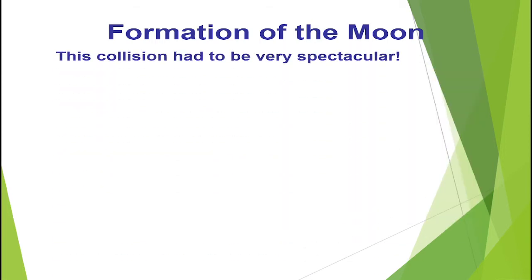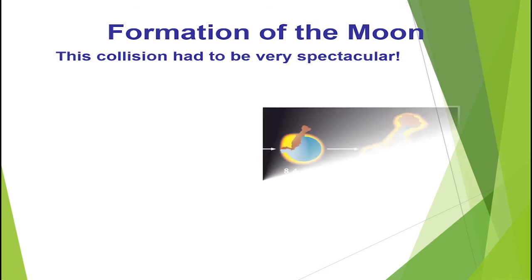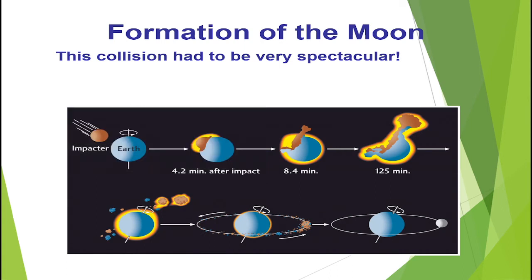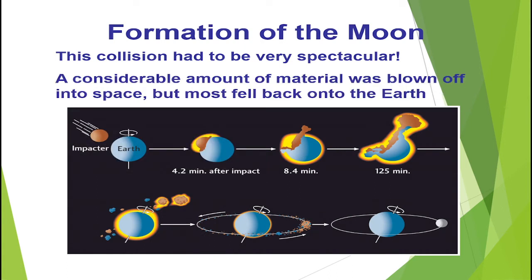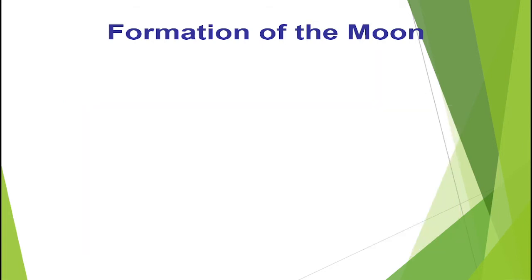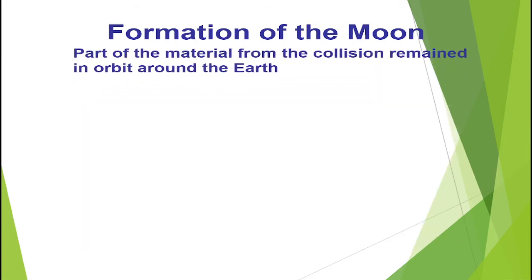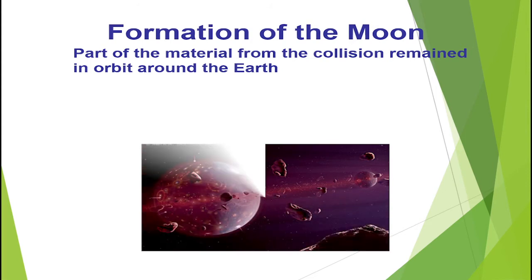According to this hypothesis, the collision is very spectacular, and a very considerable amount of material was blown off into space. Most fell back to Earth due to its gravity. The other debris formed another body that is also caught in the Earth's gravitational field. This body eventually became the Moon that we know today. This hypothesis also offers an explanation why the Earth is tilted. It also claims that the Moon formed just like the way how the inner planets were formed.